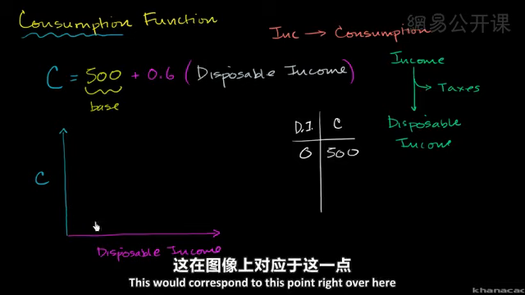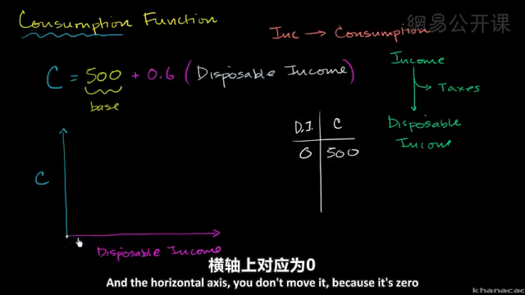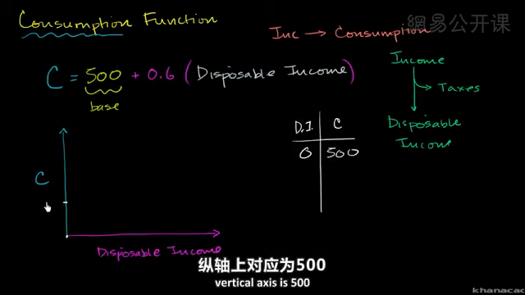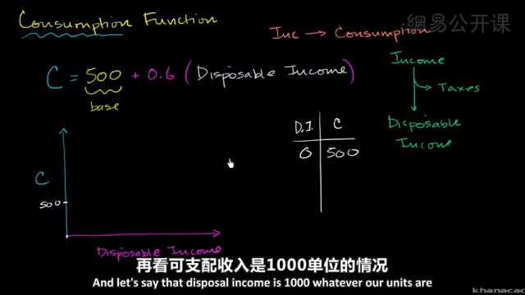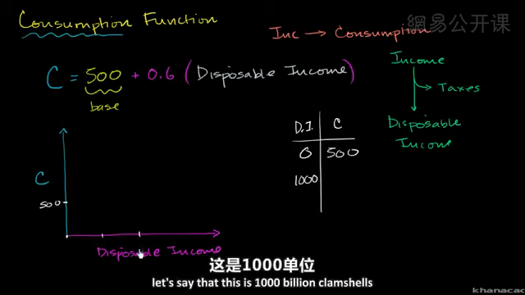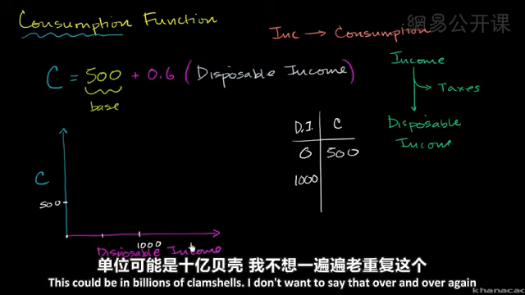And then this would correspond to this point right over here. In the horizontal axis, you don't move at all, because this is zero. Vertical axis is 500. So you have 500. And let's say disposable income is 1,000, whatever our units are. So this is 500. Let's say this is 1,000 billion clamshells. So this could be in billions of clamshells. So I don't want to keep having to say that over and over again.